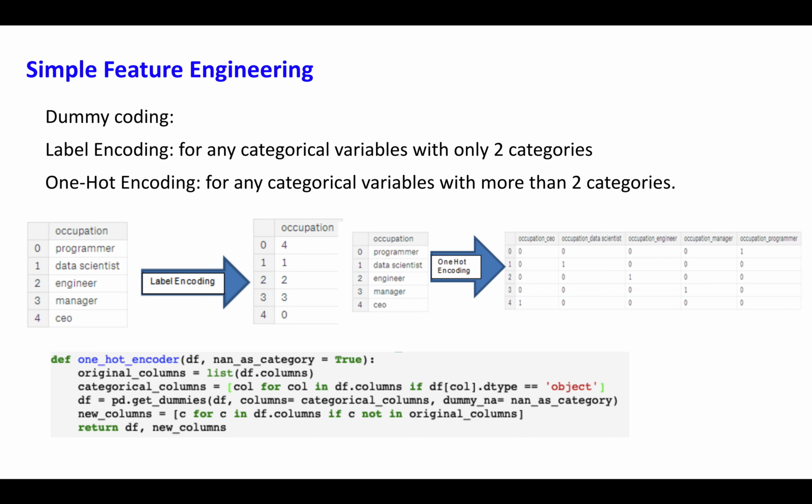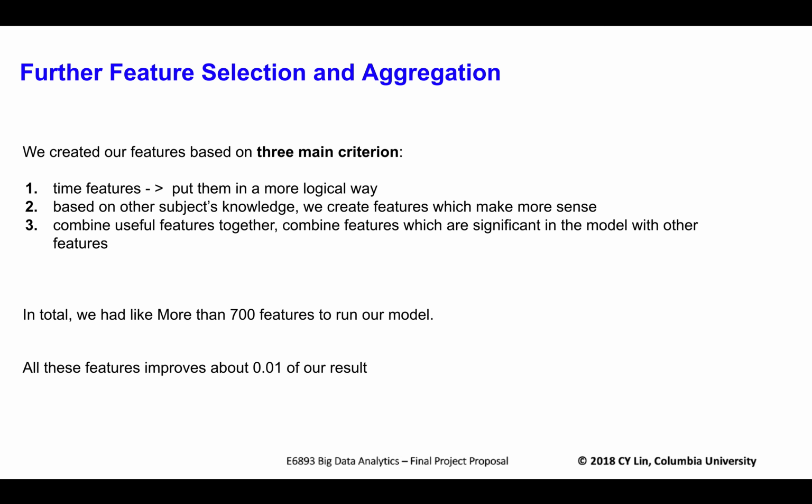In the feature engineering step, other than normal feature engineering methods such as one-hot encoding and label encoding, we created many features based on the following 3 criteria. First, we put time features in a more logical way. Second, based on other subjects' knowledge, especially economics knowledge, we create features which make more sense. Third, we combine useful features together, especially the features which are significant in the model. Our final dataset has more than 700 features, and all these features improved about 1% of our result.